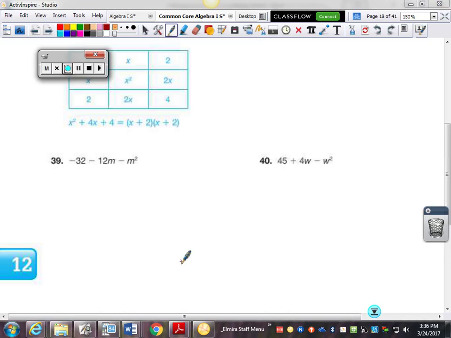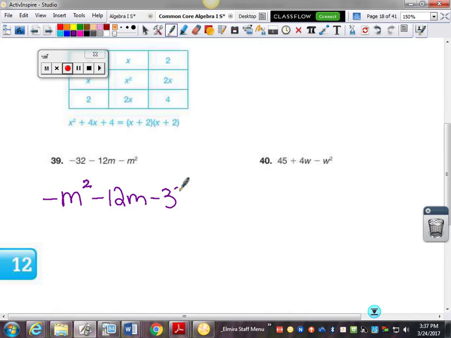I want to look at a problem like 39. 39 is not in standard form. You should have your squared term first. So I'm going to rearrange this equation to be in standard form. A negative m squared should be first, followed by minus 12m, followed by minus 32. Now, you do not want to try factoring with a negative leading coefficient. Remember, that's a negative imaginary 1. So we're going to factor out the negative sign. M squared plus 12m plus 32.